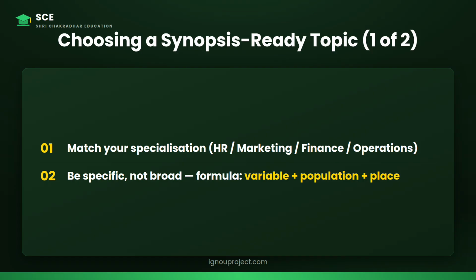Rule 2. Be specific, not broad. A broad topic like consumer behavior is too wide to research in one project. Narrow it using a simple formula: variable plus population plus place. For example, turn consumer behavior into a study of consumer buying behavior towards organic food products among working women in Delhi. Now it is specific, focused, and researchable. The narrower and clearer your topic, the easier your whole project becomes.